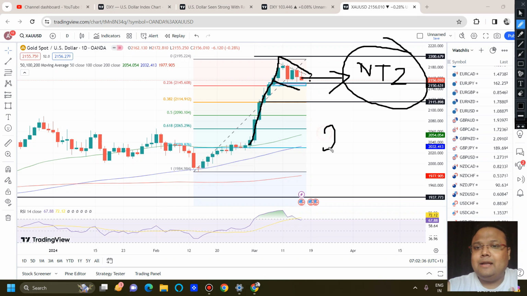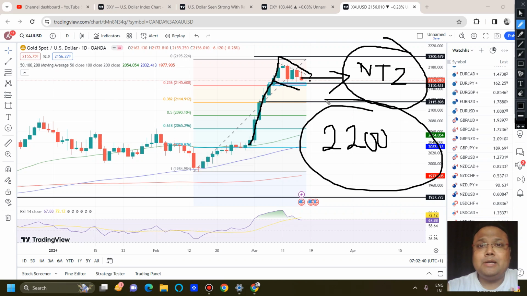The problem here is that 2200 is the next resistance, but in this case I think once the market starts going up, 2200 will no longer be a proper resistance, and there's a high chance that the market will break 2200 and head towards 2250, 2300. So right now the market is inside the no trading zone, or inside the flag, if we look at the daily time frame.